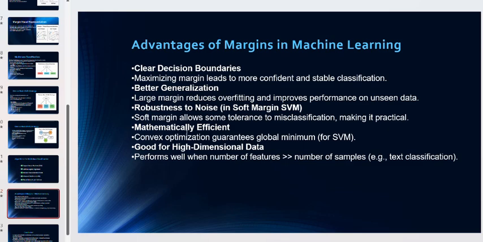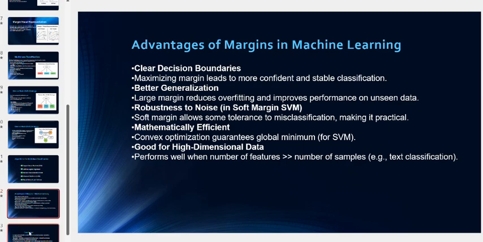And then robustness to noise. This is about soft margin in support vector machines. Soft margin allows some errors to predict the values like yes or no. And then good for high dimensional data. It performs well when the number of features is large.